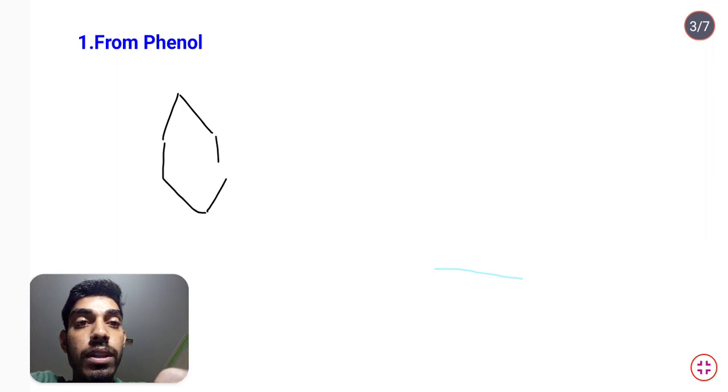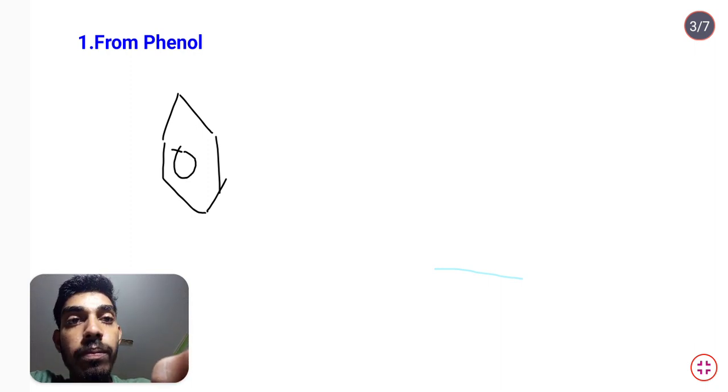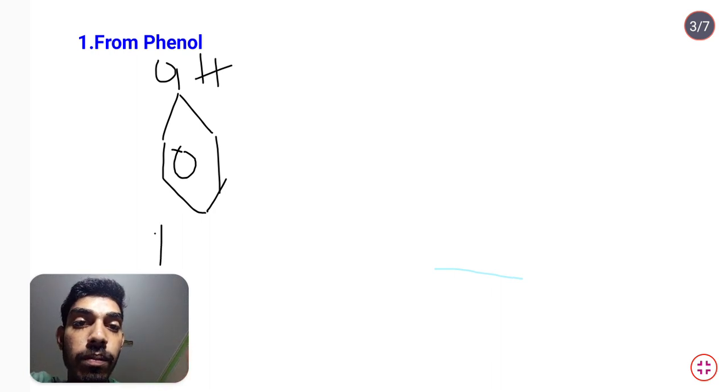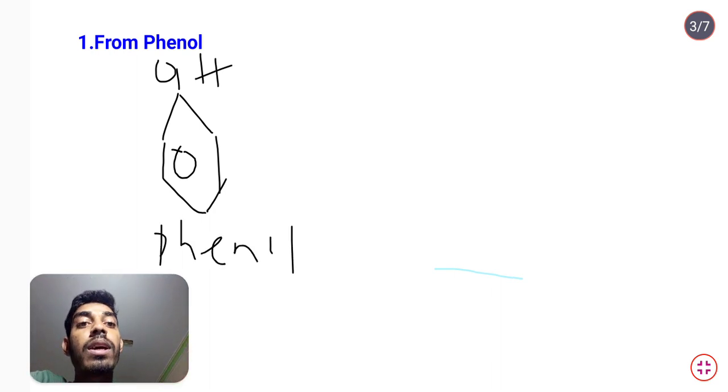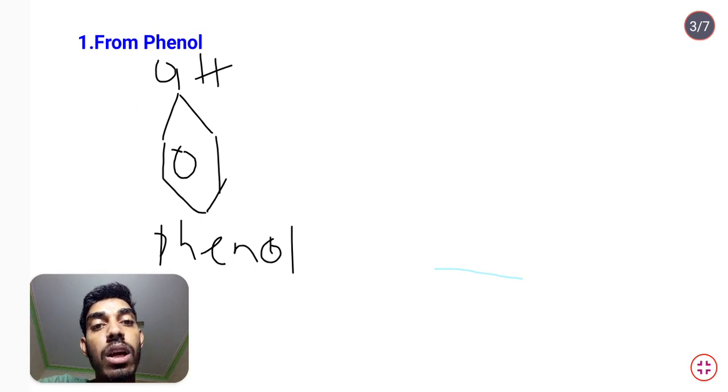The first one is from phenol. How can we prepare benzene from phenol? Let me draw the structure of phenol. This is phenol. This compound is named phenol, and phenol is reduced to benzene when its vapor is passed over heated zinc dust.